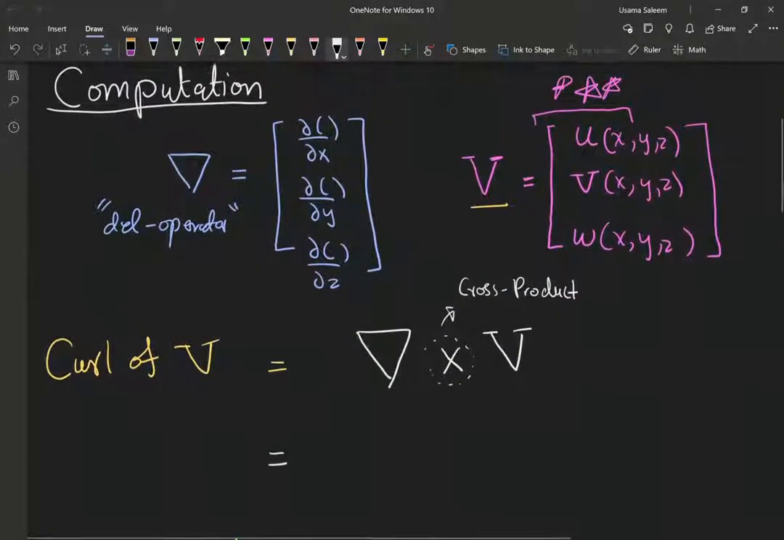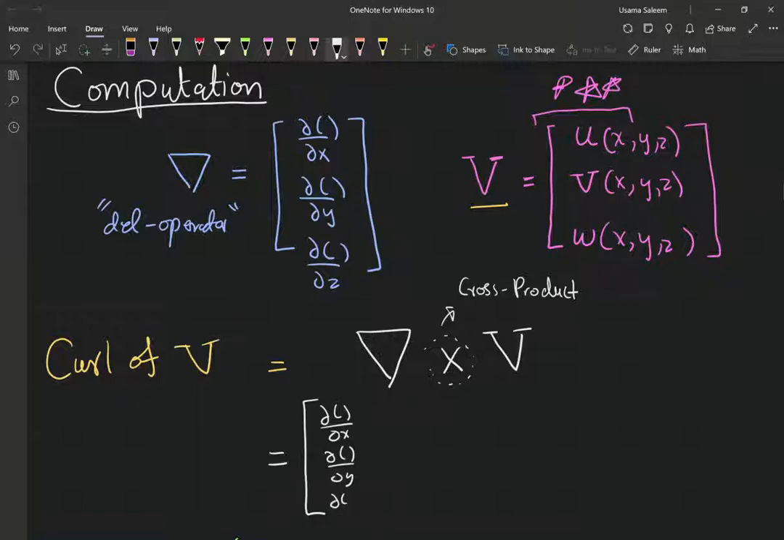It's nothing too intimidating, okay? And so, I have my del operator, which is just going to be my collection of partial derivatives once again. I'm just going to write that down real quick. Cross that with u, v, and w. Remember, u is velocity in x, v is velocity in y, and w is velocity in z.